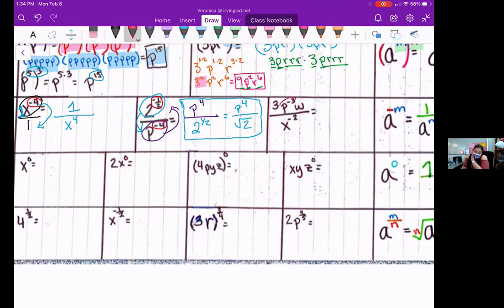And so because of this negative, only that is going to get thrown to the other side. And then you see that at the bottom, this one has a negative, so this one's going to get thrown to the other side. So our answer ends up being 3x squared w over p to the power of 3. So it does not matter where the negative is. All you have to do is throw it to the other side and the negative goes away.